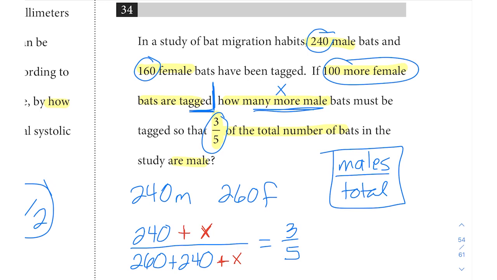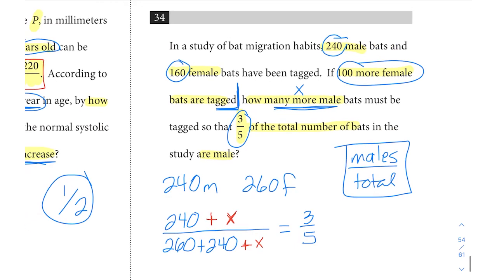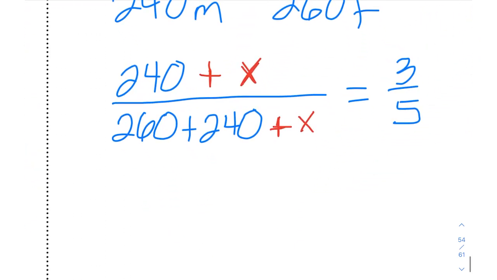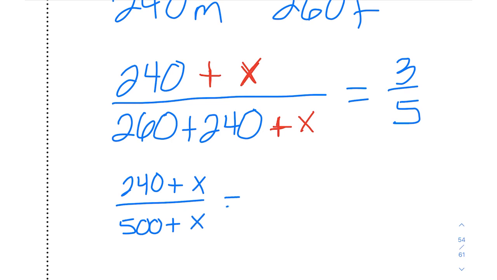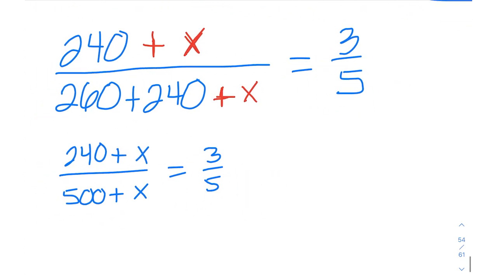And then here, this is equal to our desired ratio of 3:5. So again, everything that we have here is as a ratio. It's males over total. And now we just cross multiply and combine like terms and try to solve mathematically on this. So here we can simplify our denominator a little bit. 260 and 240 is 500. So we get (240 + x) over (500 + x) equals 3/5.